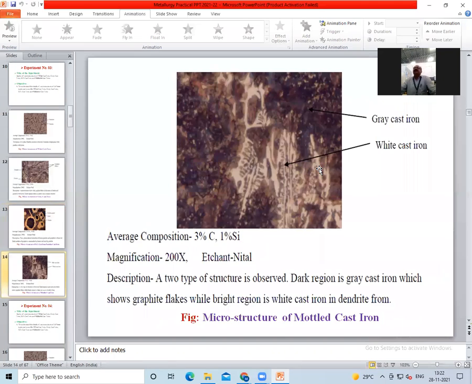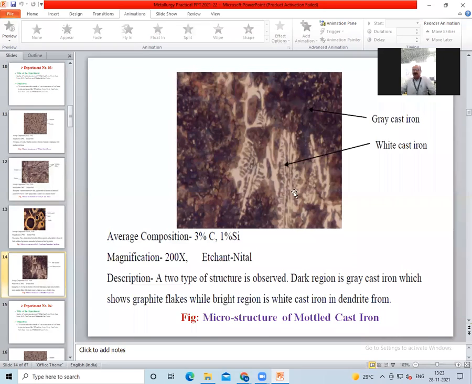The next one is also one of the microstructures, of malleable or mottled cast iron. Here gray cast iron and white cast iron, if you mix them together, it is called mottled cast iron. So here 3% carbon, silicon 1%. Two types of structure are observed. The dark region is gray cast iron, which shows the graphite flakes. Here some graphite flakes are there. While the bright region is white cast iron dendritic structure. So here this is the white cast iron, and it is just like a tree.